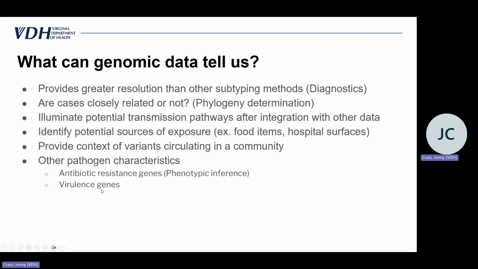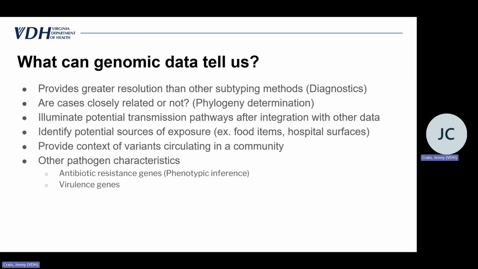So what can genomic data tell us? It provides greater resolution than other subtyping methods, and it can help us with this phylogeny determination, right? Are the cases genetically related or not? It can also help illuminate potential transmission pathways after we've integrated that with other epi metadata. However, a phylogenetic tree is not the same as a transmission diagram. We will talk about that in a later lesson, how we can use it to make inferences, but a phylogenetic tree cannot be used standalone.